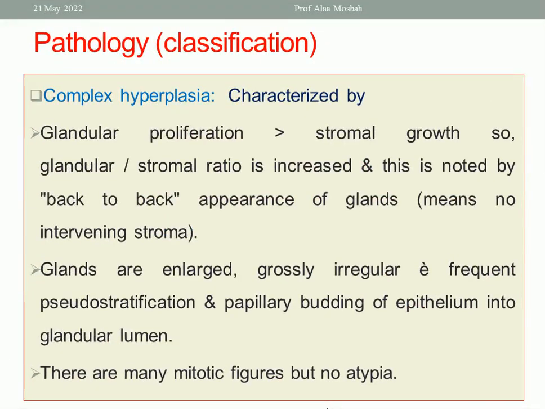What about complex hyperplasia? The glandular proliferation is more than stromal growth, so the glandular stromal ratio is increased, and this is noted by the back-to-back appearance of the glands. Glands are enlarged, grossly irregular, with frequent pseudostratification and papillary budding of epithelium into the glandular lumen. There are many mitotic figures, but no atypia.